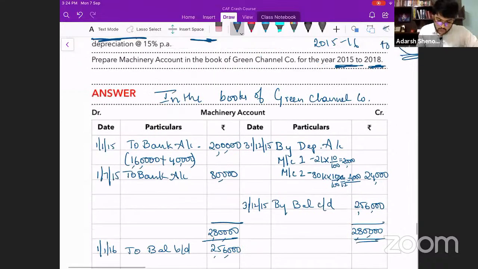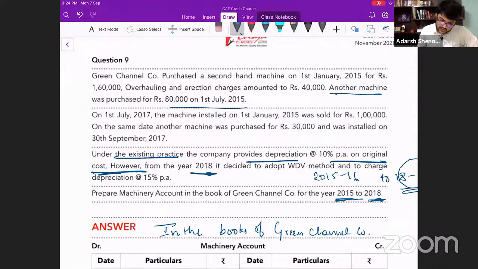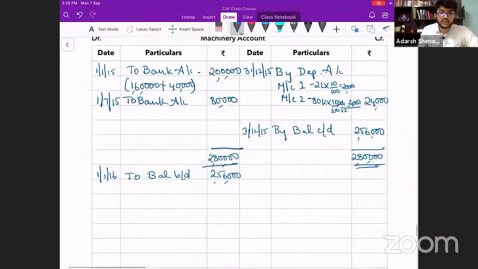All right. Now for the next year, guys. For the next year, 2016, is there any transaction? No, sure. There is no transaction for the next year. So we have to just calculate the depreciation directly.